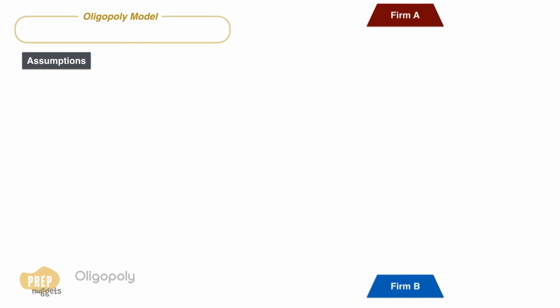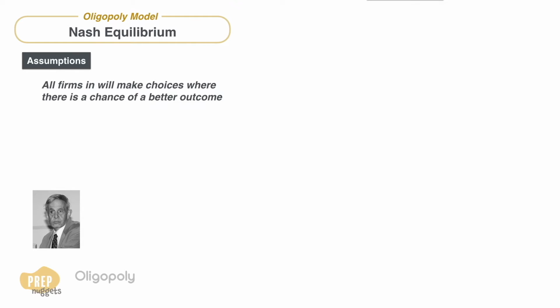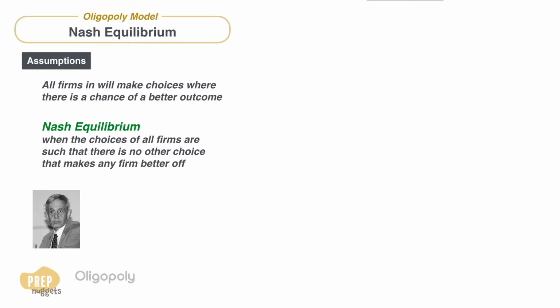The third model is the Nash Equilibrium model. Developed by Nobel Prize winner John Nash, the Nash Equilibrium assumes that all firms in an oligopoly will make choices where there is a chance of a better outcome for the firm. In other words, the Nash Equilibrium is reached when the choices of all firms are such that there's no other choice that makes any firm better off.